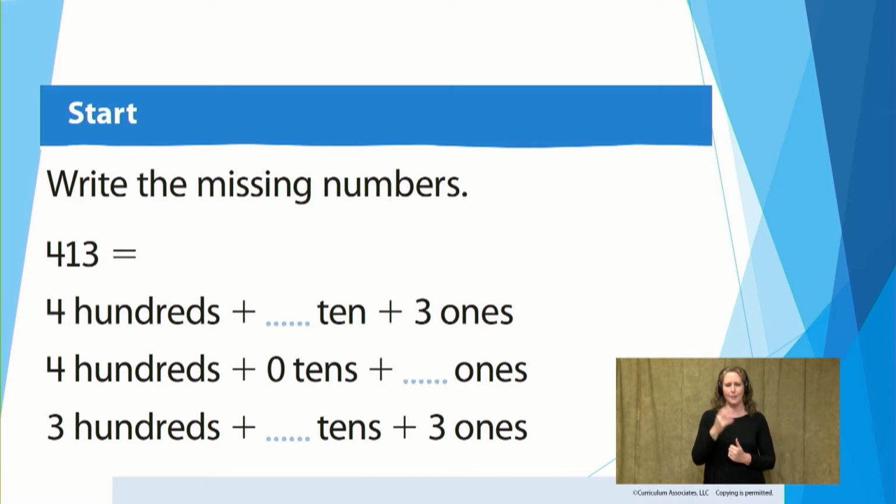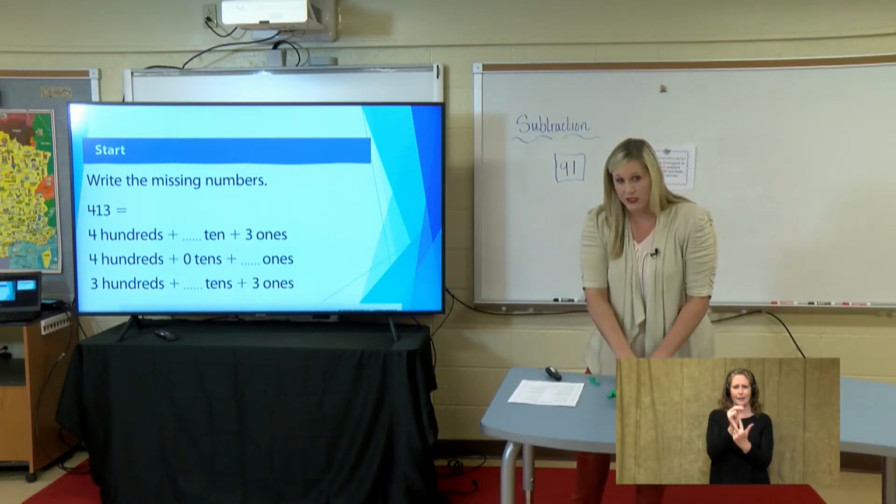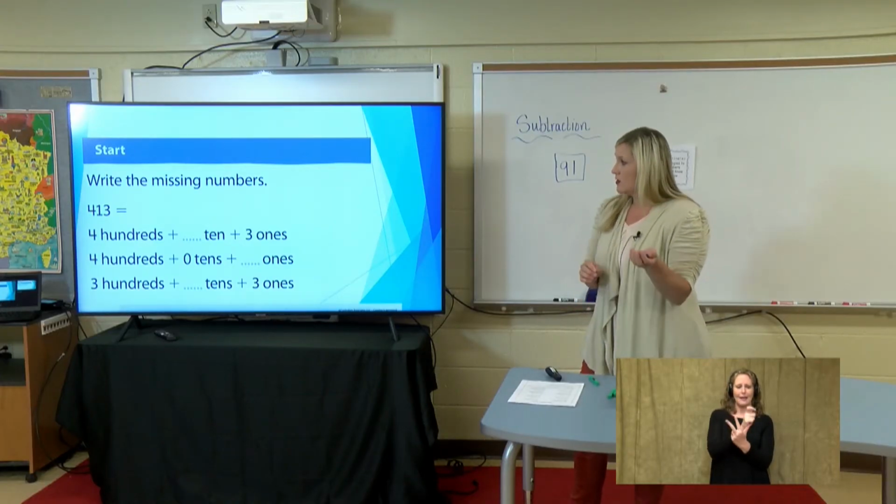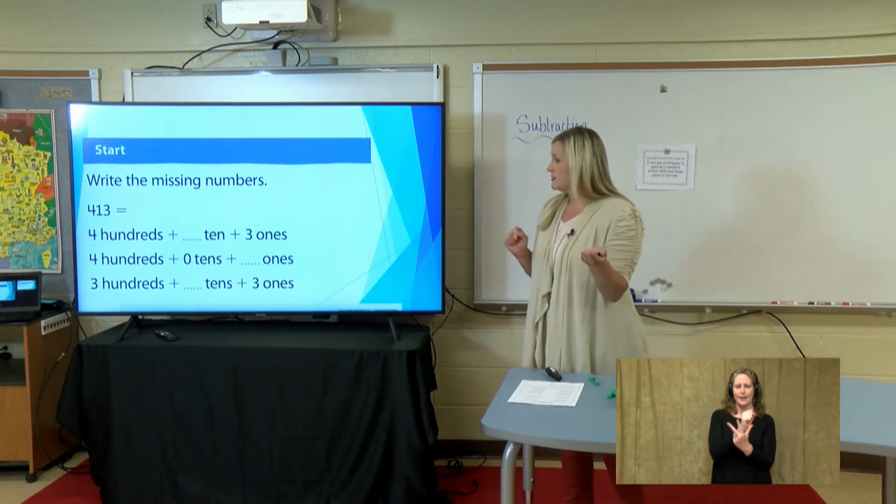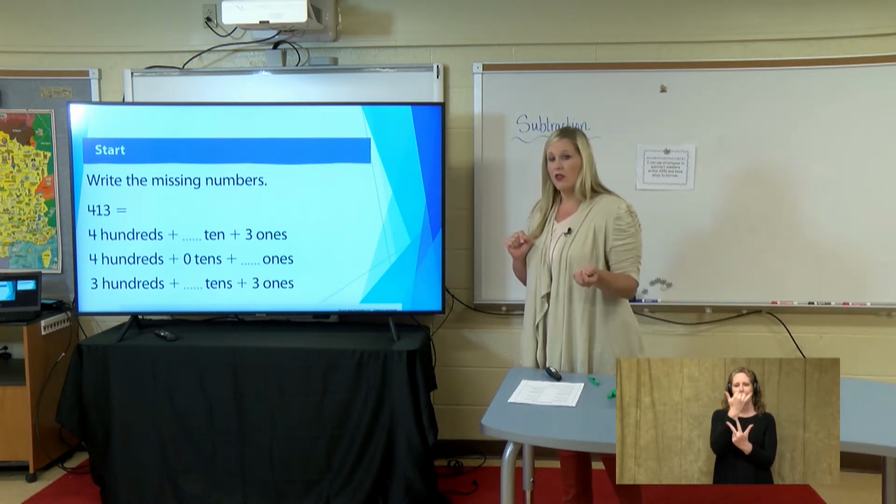But let's see, if we wanted to regroup, we could regroup that number and then we would end up with 4 hundreds. We would take that 1 10, remember we talked about our stick of 10? We would break that up and we would end up with 10 ones. So that means we would have how many ones in the ones place?